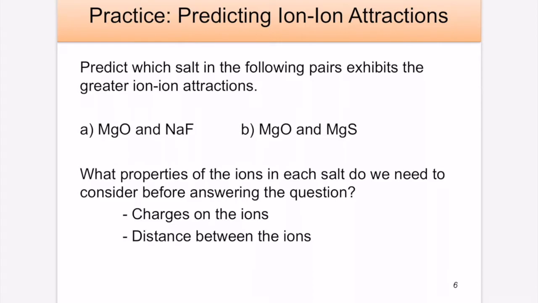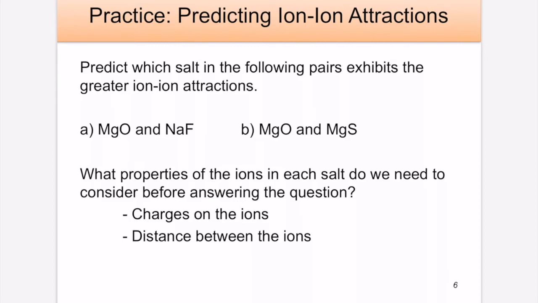So let's just go through a quick example and get an idea of how you would have to think your way through one of these types of problems. Predict which salt in the following pairs exhibits the greater ion-ion interactions. So what are the two things that you have to think about?